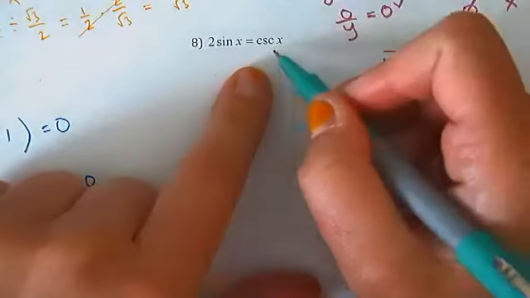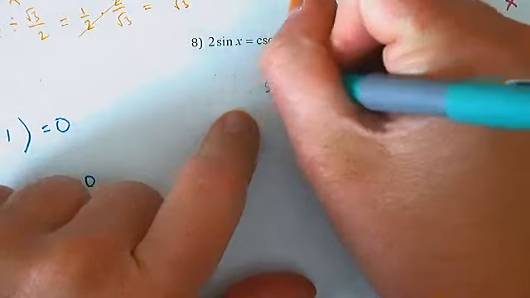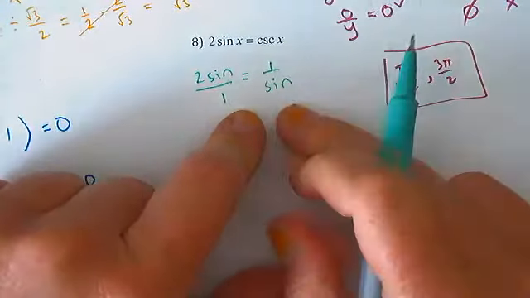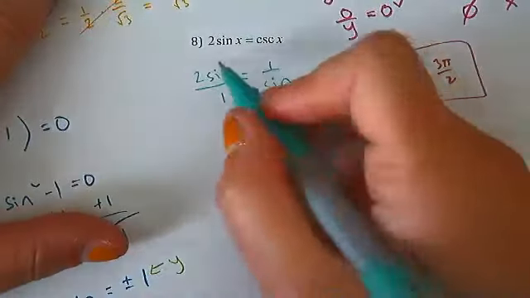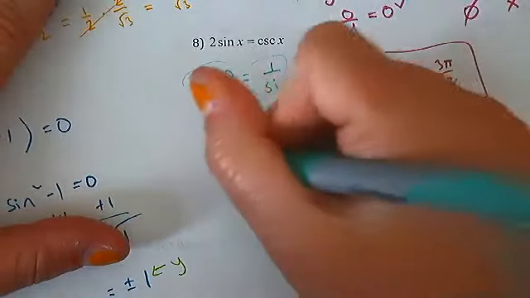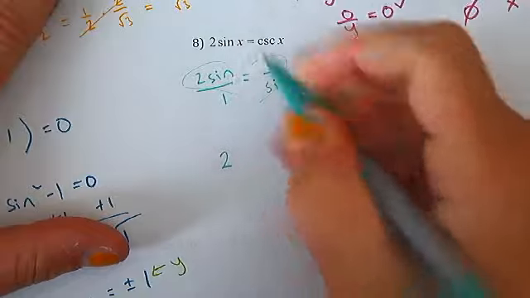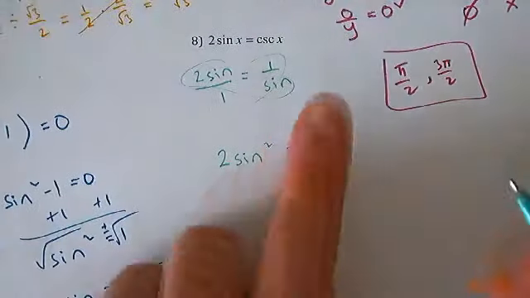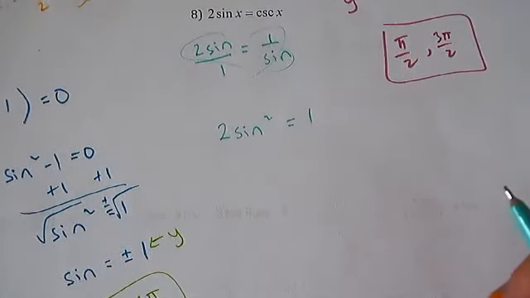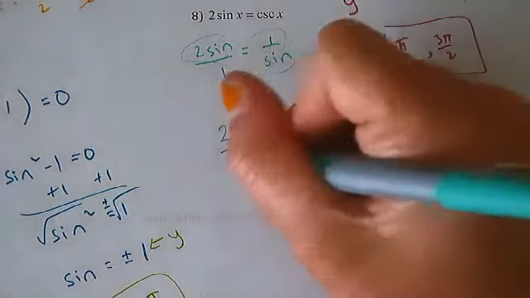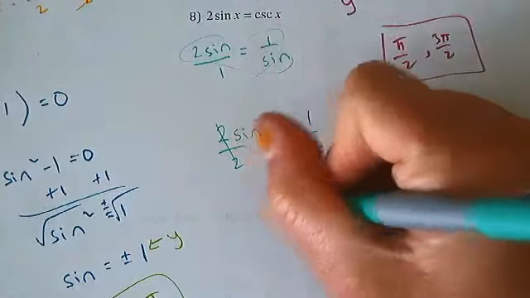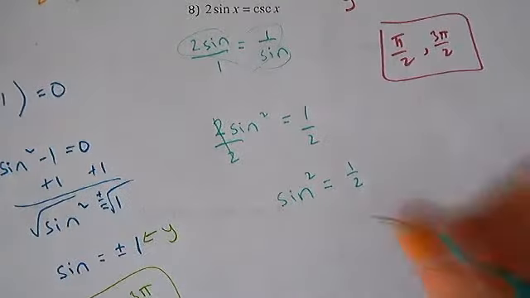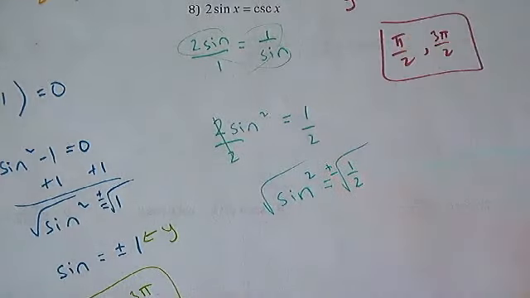So cosecant is equal to 1 over sine because they're reciprocal identities. And because I'm solving here, I'm not verifying, I'm solving, you guys can cross multiply. So this is 2, and then sine times sine is sine squared. 1 times 1 is 1. And now I can solve from here. Okay. So we can divide by 2, divide by 2. So sine squared equals a half.